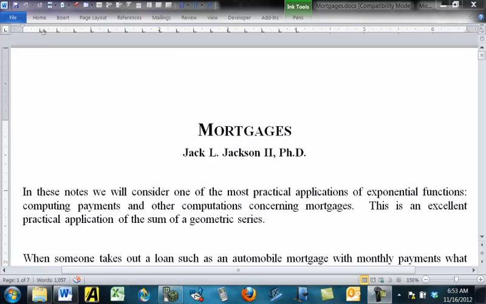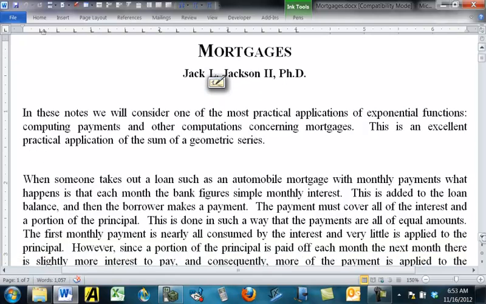Hello, today we're going to be talking about mortgages, and so basically paying off loans. And this is one of the most practical applications of, well, it's actually a formula that we're going to derive, and it's based on simple interest, exponential functions, the sum of a geometric series. All these things are going to come into play to come up with various versions of the formula for mortgages.